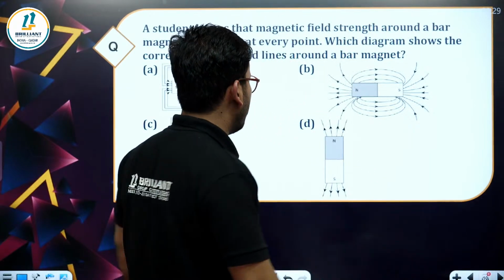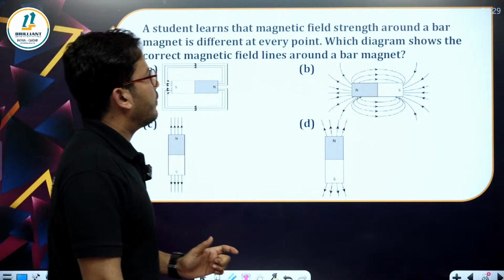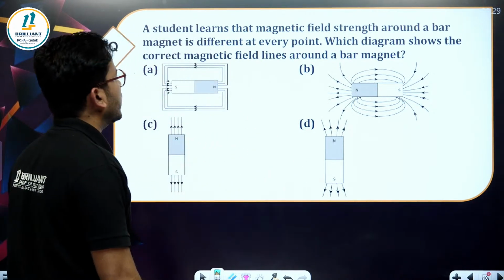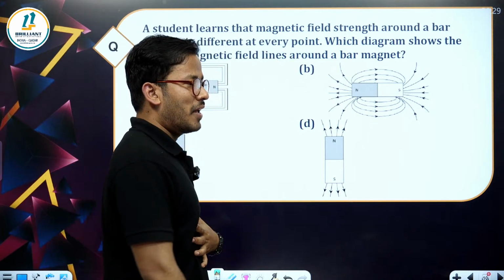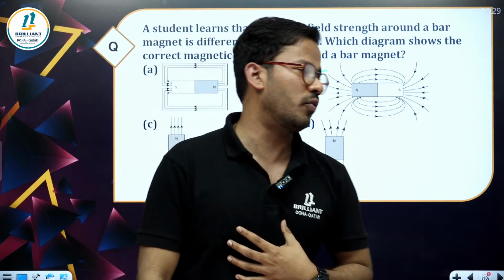All right, everyone, there you have your question. A student learned that magnetic field strength around a bar magnet is different at every point. Which diagram shows the correct magnetic field lines around a bar magnet? So that's very clear. The answer is B, right? Your answer is B. We know this.